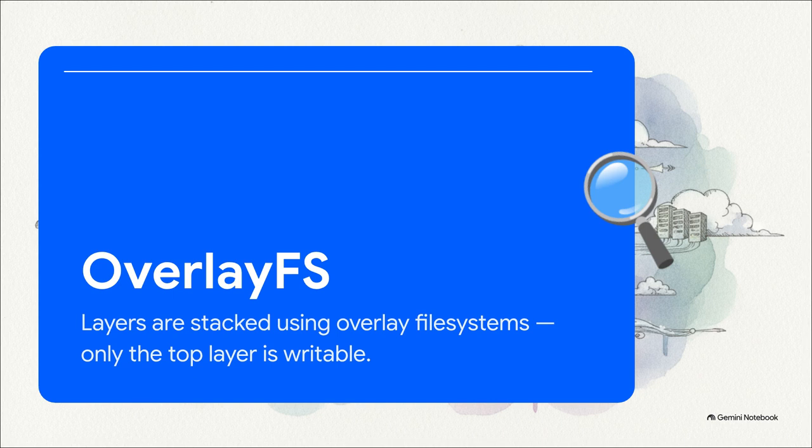Why does this matter in practice? Well, think about it. If you have 10 containers running the exact same base image, they're all sharing those exact same read-only layers on your disk. You aren't copying the whole OS 10 times over. You're just making 10 tiny, writable layers. That is exactly how containers maximize storage efficiency and keep performance blazing fast.